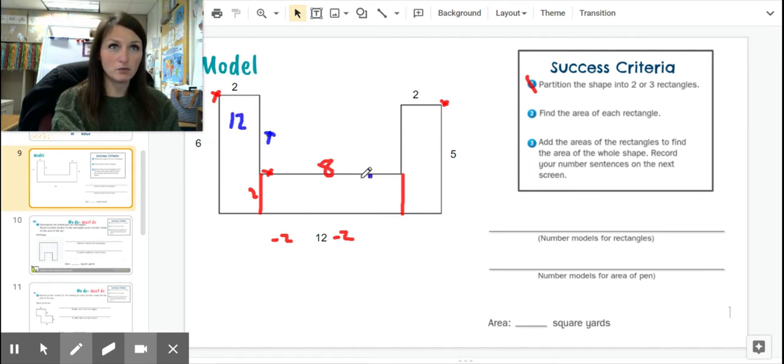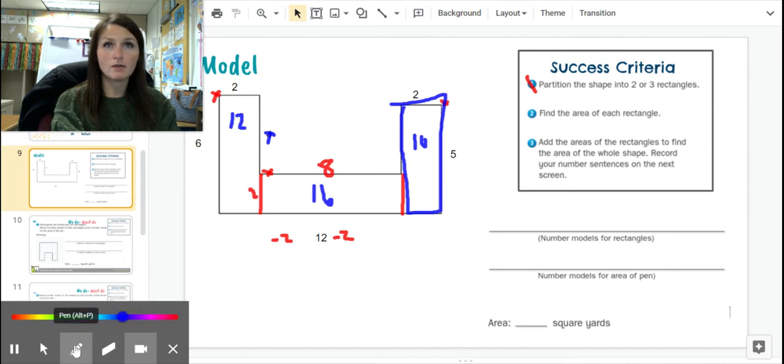Okay, let's do this rectangle. So now I'm trying to use this rectangle right here in the middle. So that would be 2 times 8. Well, 2 times 8, that's 16. Okay, and now I'm going to do this rectangle. This is 2 times 5. 2 times 5, well, that's 10. So this rectangle right here is 10, because 2 and 5.